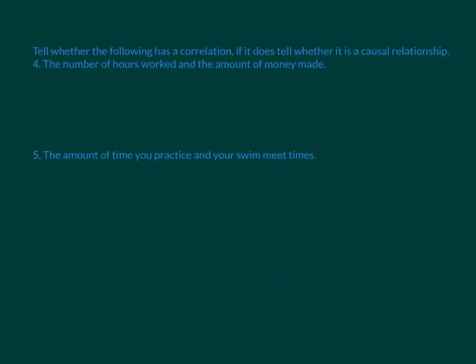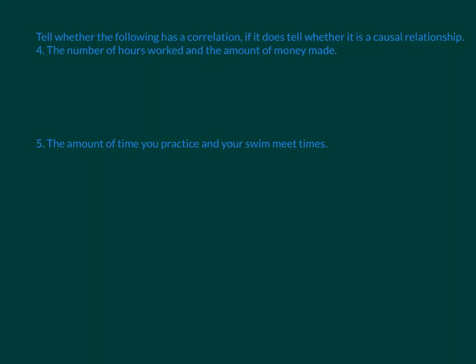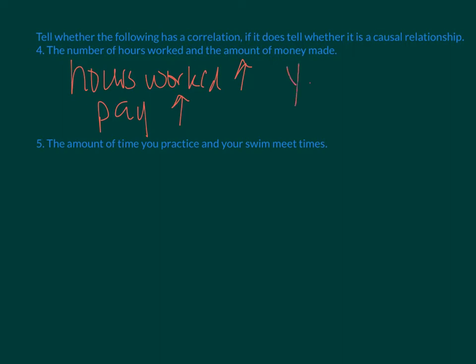All right, so we're going to tell whether the following has a correlation, and if it does, is it causal, okay? The number of hours worked and the amount of money you made, okay? So hours worked increases, okay? Now, if you increase your hours of working, do you think your pay will go up? Okay? Yes, okay? So, and if you add more, like 2 more hours, then you're going to add more money, okay? So this is a causal relationship, because if one goes up, the other one will go up because of the other one.